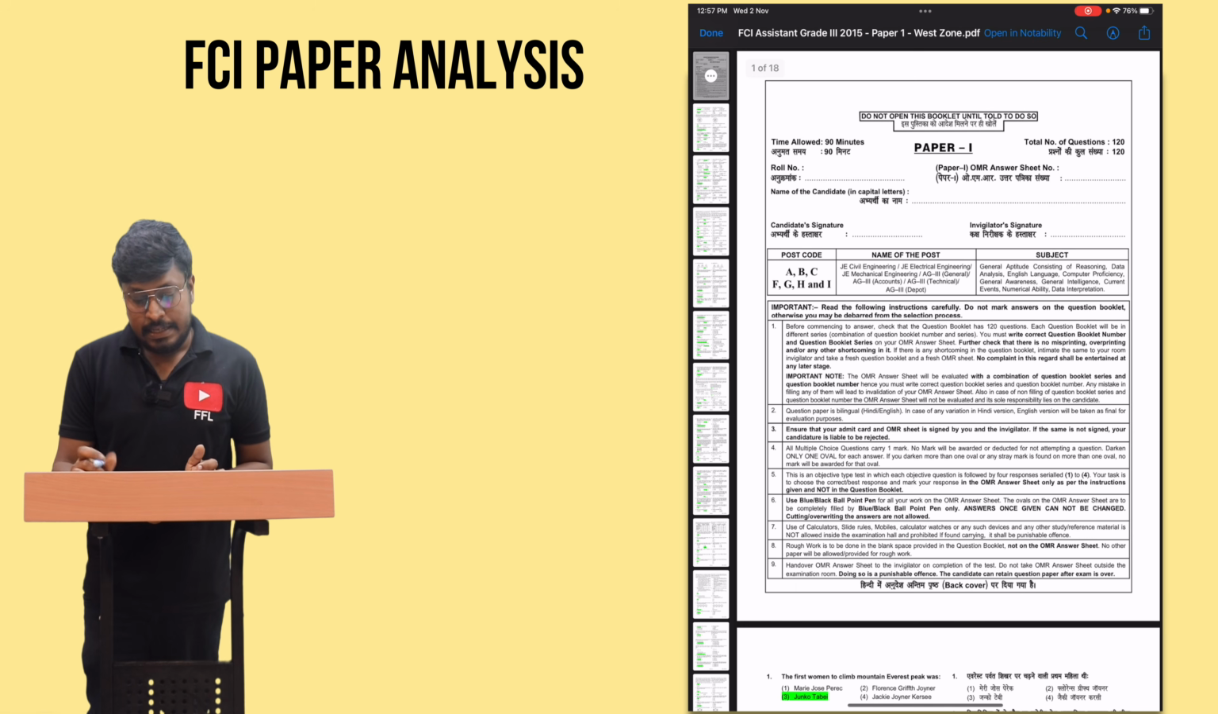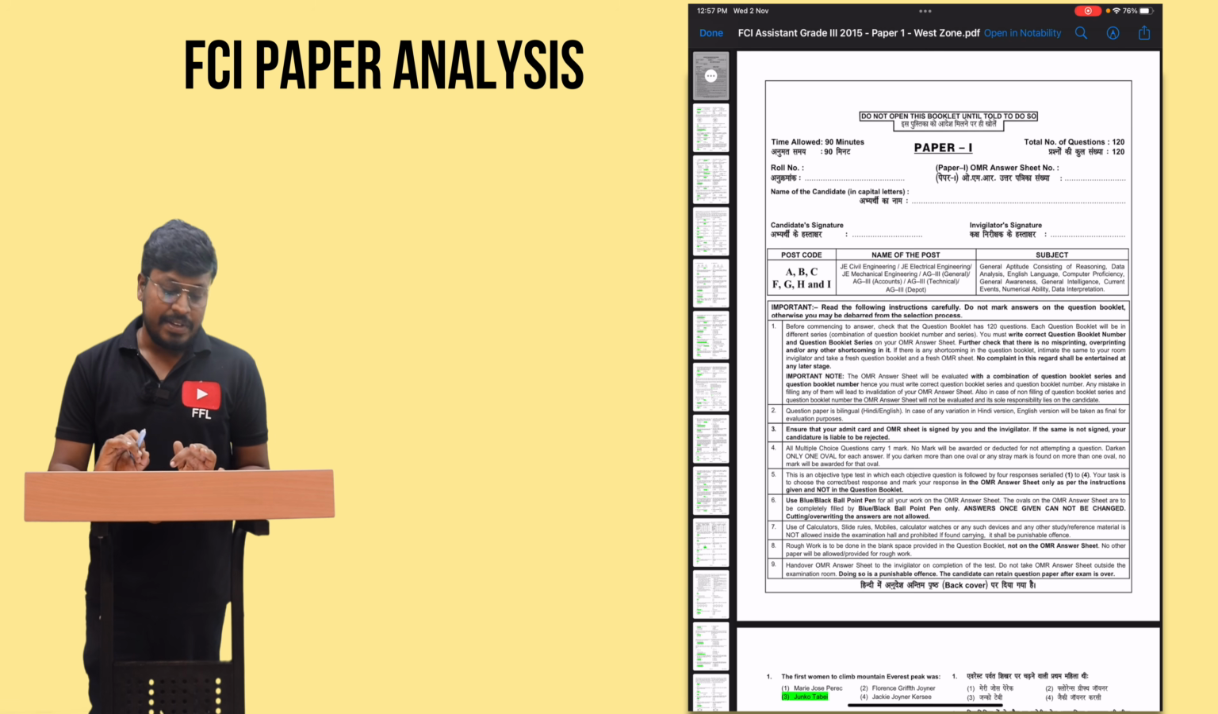So from these 2 question papers, the 2019 question paper and the 2015 question paper, the thing we came to know is that the question paper is medium level. You don't have to study very hard for this exam. So the question paper is medium level.